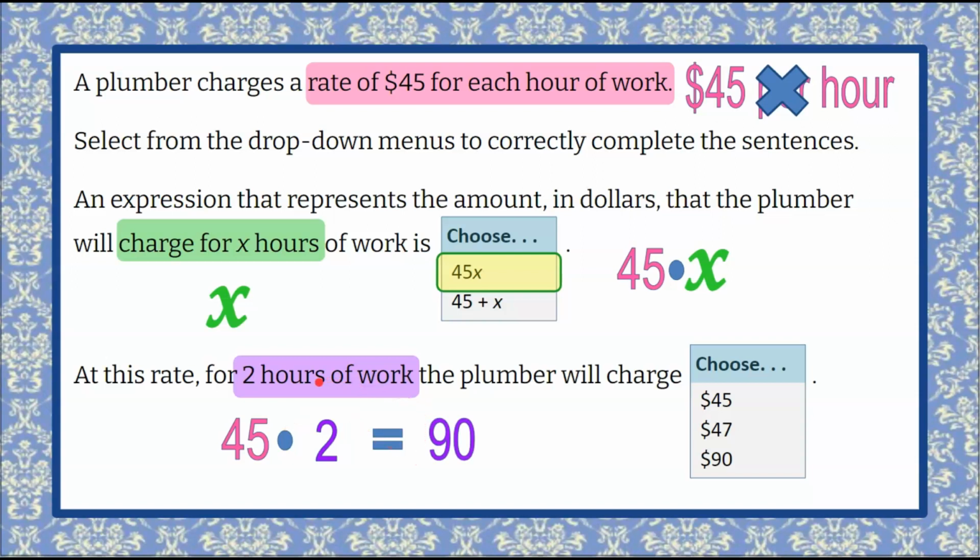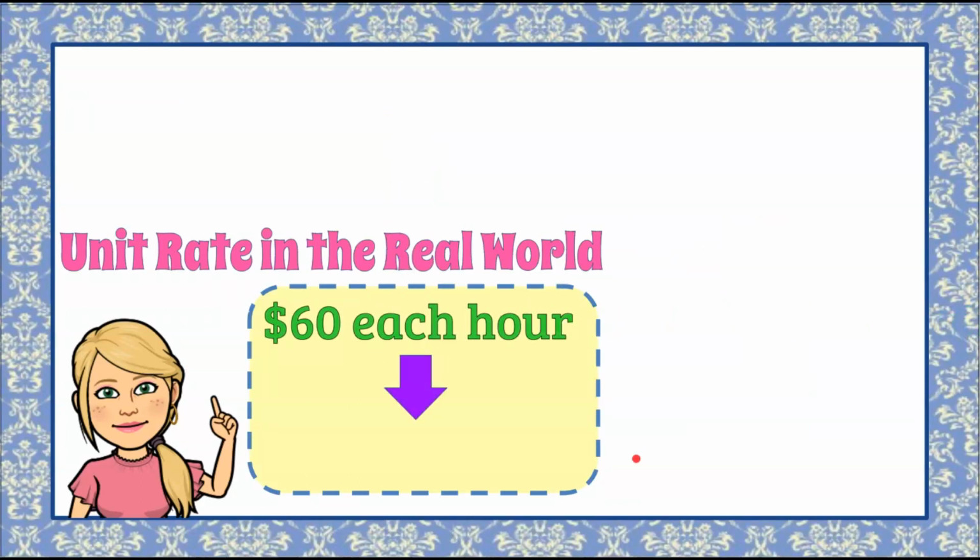So we know that if the plumber works for 2 hours at $45 per hour, he or she will earn $90 for those 2 hours. So there you have it. That is how we apply unit rate in our real world.